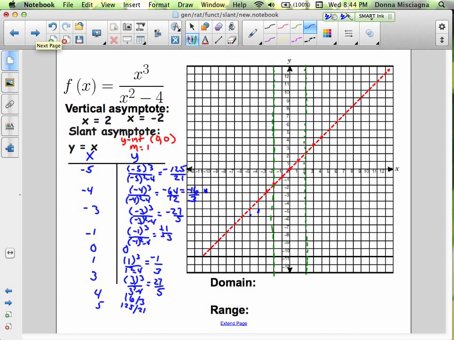And then -27/5 is a little bit more. And if you're ever not sure, use a calculator and get a decimal equivalent. All right, so you see how it's turning around again. So it's not going to cross the slant. It's not going to cross the vertical. It's just going to be nestled in between.